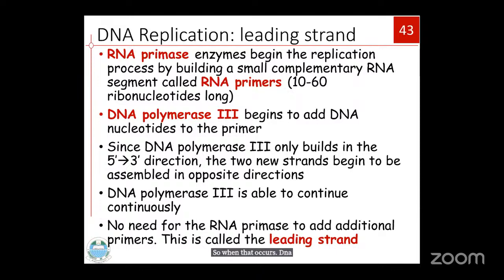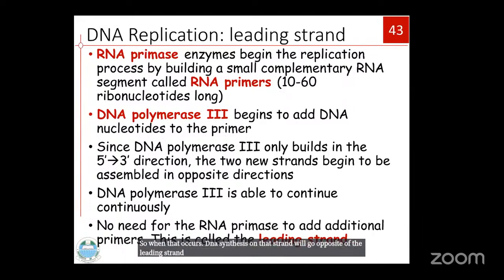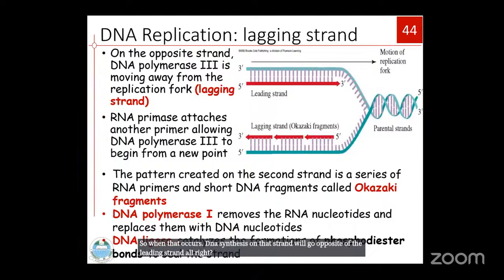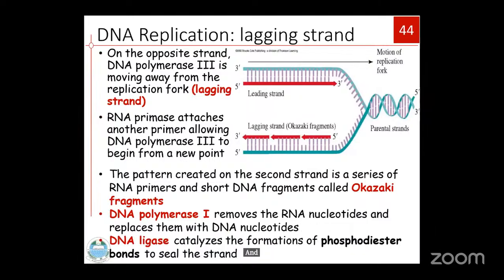DNA synthesis on that strand will go opposite of the leading strand, right? And it occurs in short fragments because it is not easy moving in the opposite direction, right? After short fragments, it cuts, and another RNA primase will come again. But on the leading strand, primase occurs once.